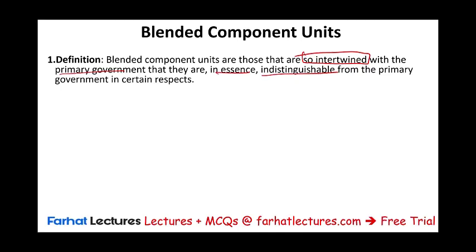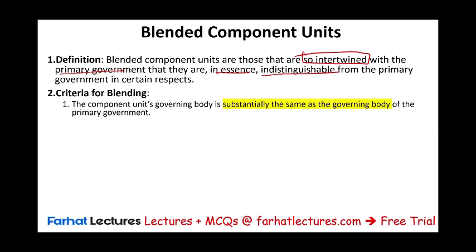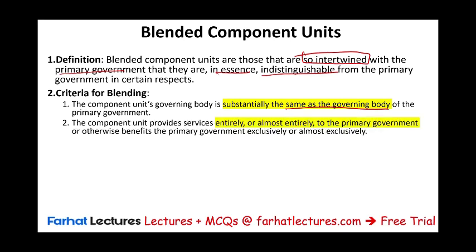Well, is the community college like this? No, because it's reported separately. Now, how do we know whether it's so intertwined or not? Well, here are some factors. One, the component governing body is substantially the same as the governing body. Simply put, the people that run the city of Philadelphia are the same that run the community college, and the answer is they're not. Two, the component unit provides services entirely or almost entirely to the primary government, or otherwise benefits from the primary government exclusively or almost exclusively.